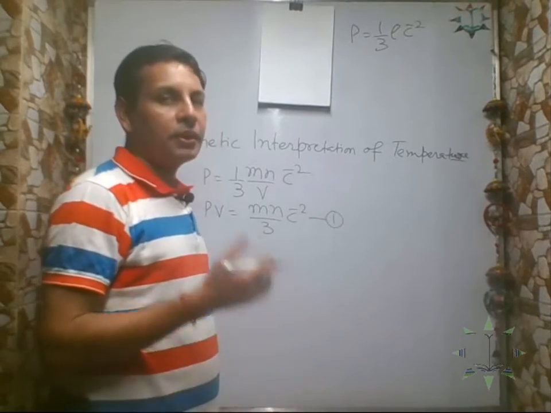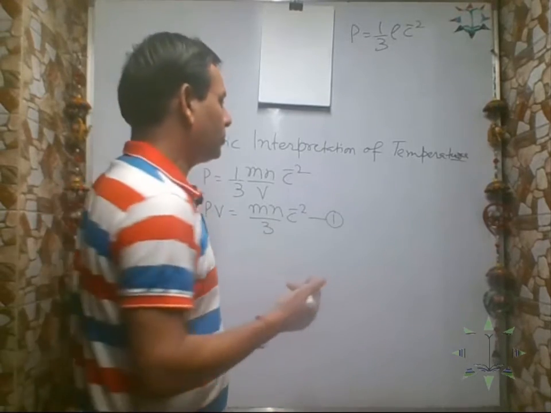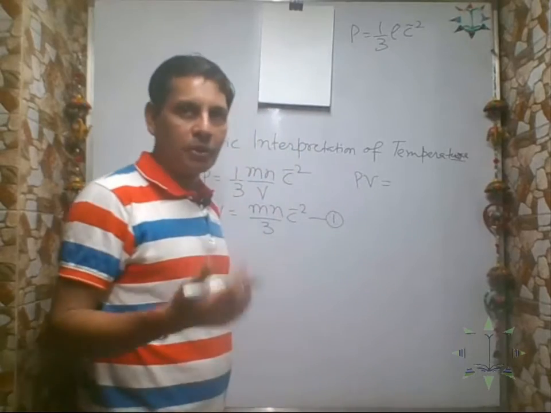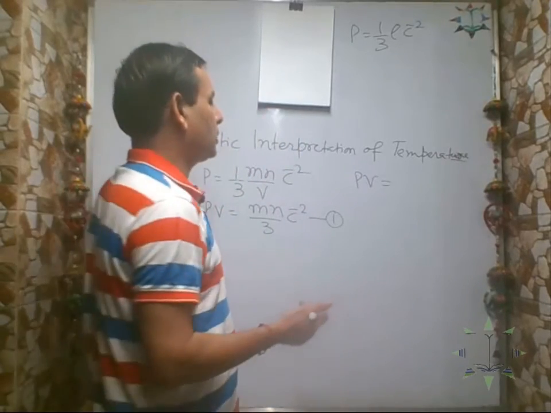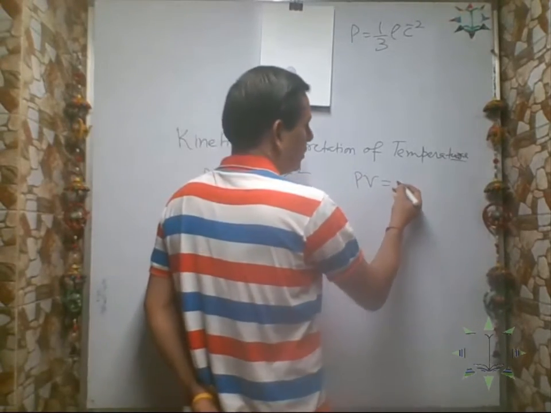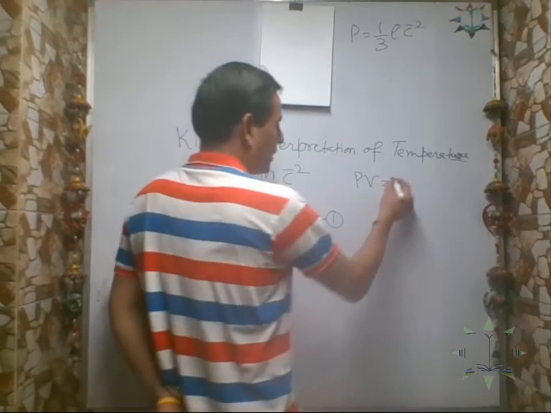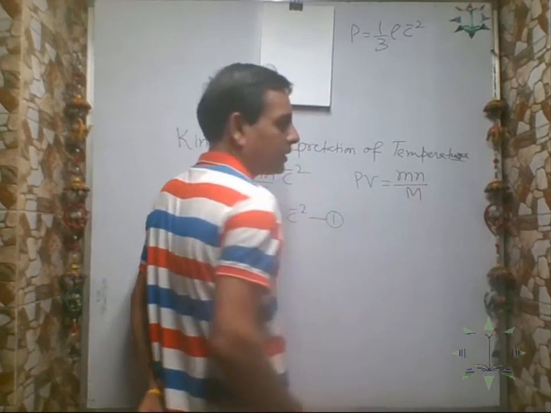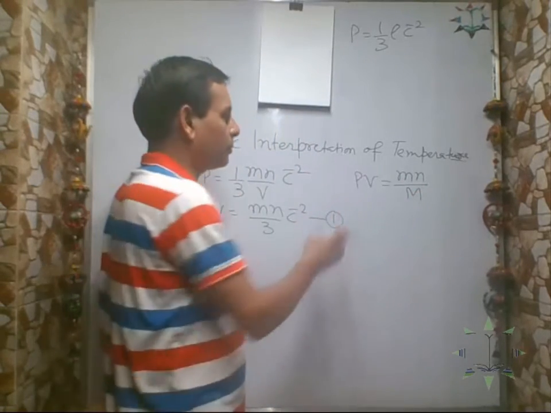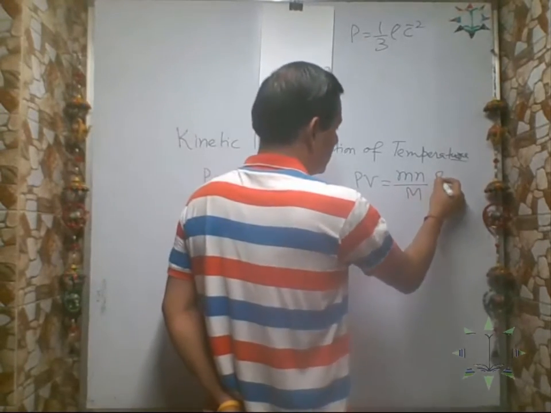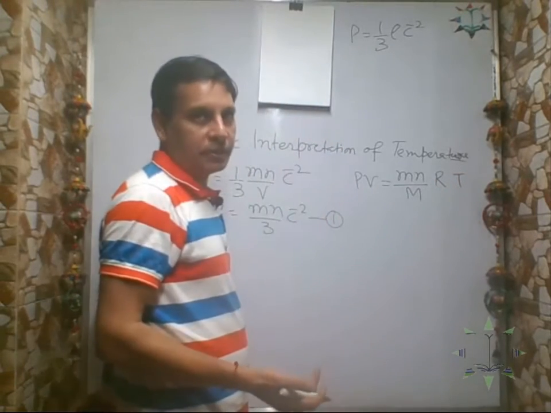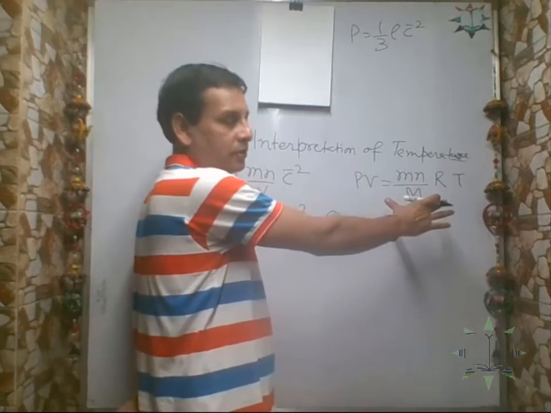But from the gas equation we know that PV is equal to nRT. n is what? Number of moles. Number of moles is the mass of the gas divided by the molecular weight of the gas. So PV equal to nRT, R is the universal gas constant, T is temperature in absolute scale. This is our perfect gas equation.